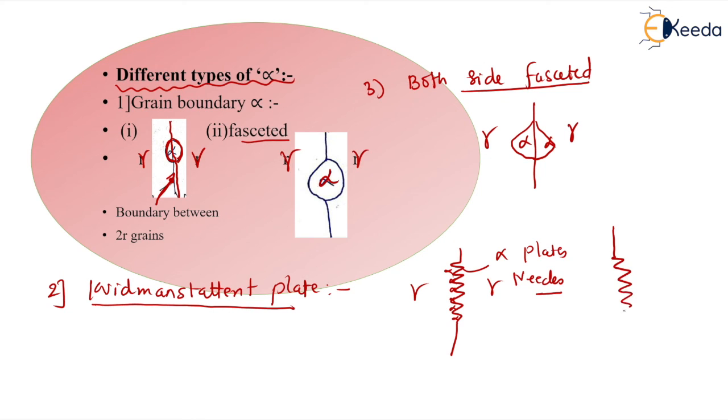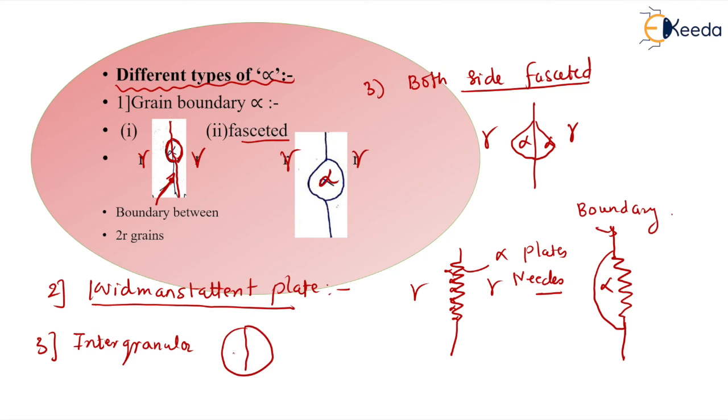And here also we are having this alpha, but at a curved surface. Of course, this is the boundary. Then the third we are having, dear students, is the intergranular. Inside the grain of, say, this gamma, we are having this alpha.